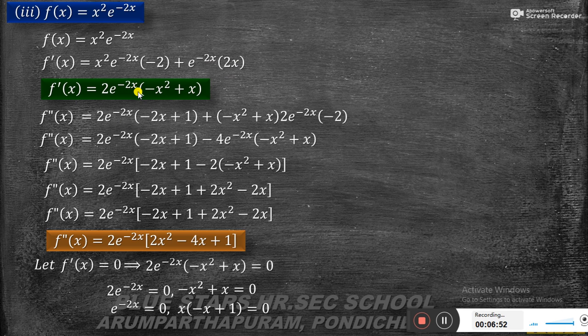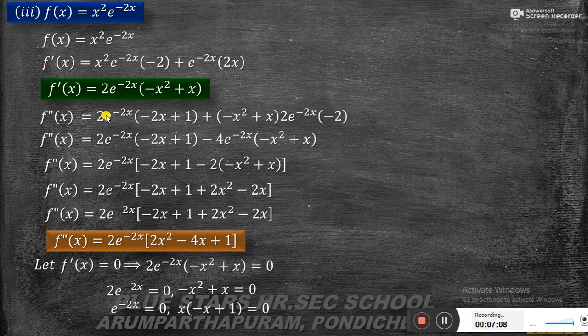plus x. Or if this is not needed, you just keep it as it is. f dash of x equal to minus 2x square e power minus 2x plus 2x e power minus 2x. You keep it as it is, no problem. You don't take any common term. Next, f double dash of x.